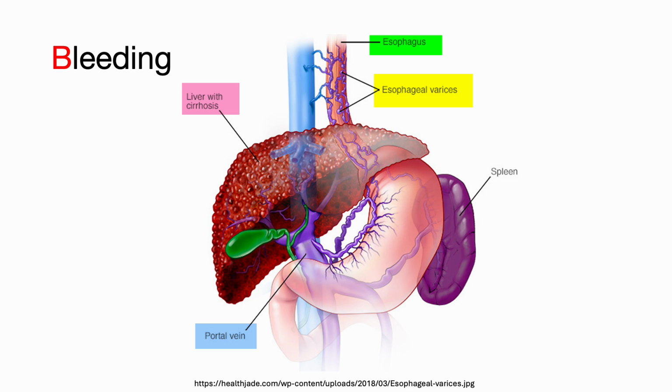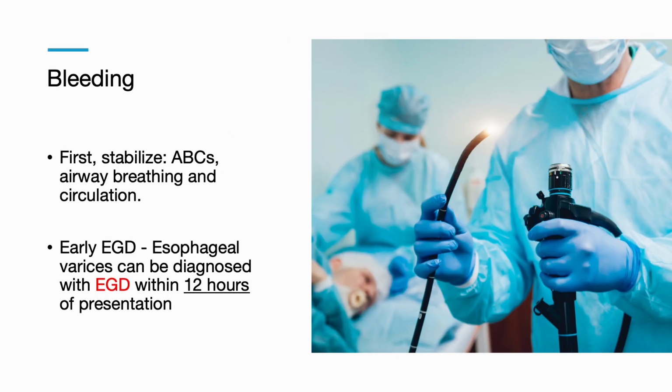This results in the formation of esophageal varices, which, when severe and large enough, can rupture spontaneously, leading to a life-threatening hemorrhage. For acute esophageal variceal upper GI bleed, we first have to stabilize the patient and secure the airway. Early EGD is recommended. For non-variceal GI bleed, EGD is recommended within 24 hours, but since variceal bleed has a high mortality, EGD is actually recommended within 12 hours of presentation.